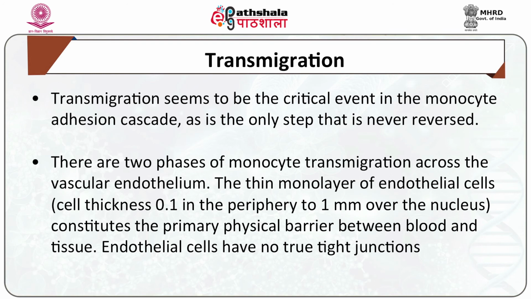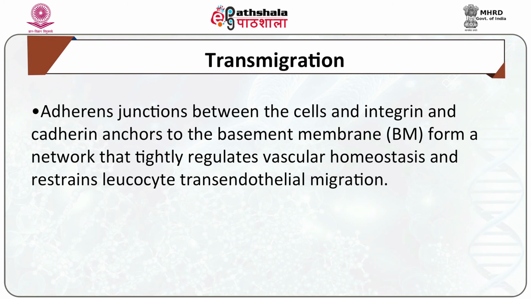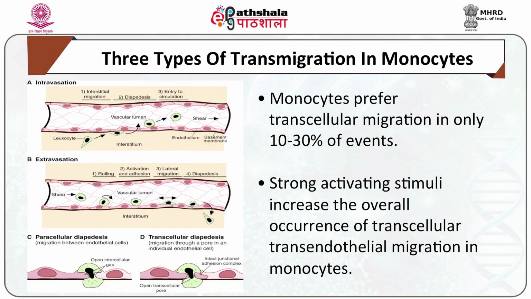Endothelial cells have no true tight junctions, adherens junctions between the cells, and integrin and cadherin anchors to the basement membrane that form a network that tightly regulates vascular homeostasis, restrains the leukocyte transendothelial migration. So, two types of migration have been seen in monocytes, as the monocytes prefer transcellular migration in only 10 to 30% of the events. There are strong activating stimuli that increase the overall occurrence of the transcellular transendothelial migration in monocytes.